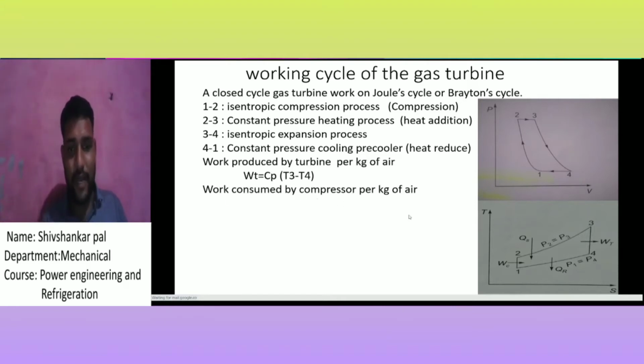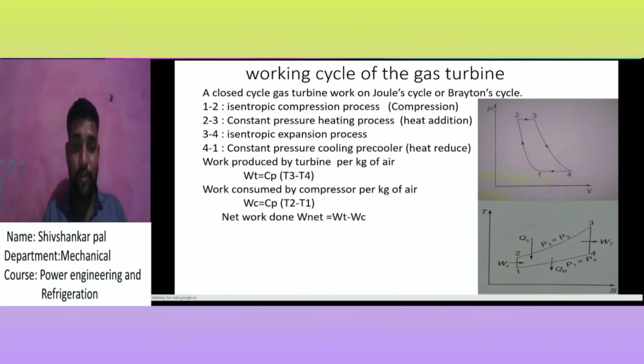Second, work consumed by the compressor per kg. Here also the work consumed by our compressor is equal to WC is equal to Cp (T2 minus T1), that is higher temperature minus lower temperature. Net work is the net work obtained from our gas turbine cycle. W net is equal to W of turbine minus W of compressor. That W net is the actual work output of our gas turbine.